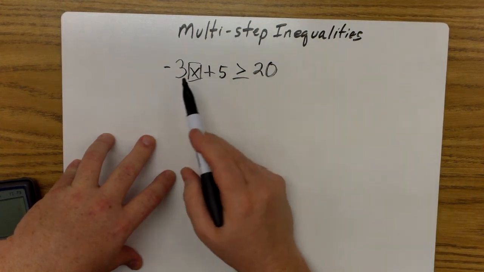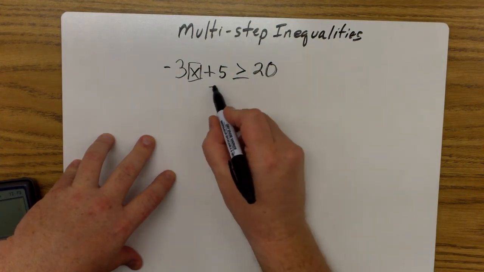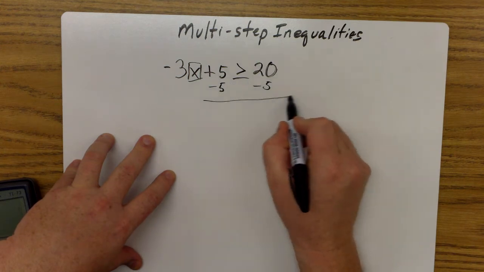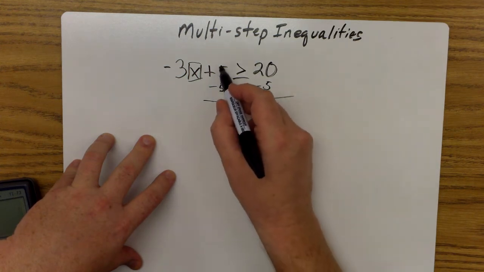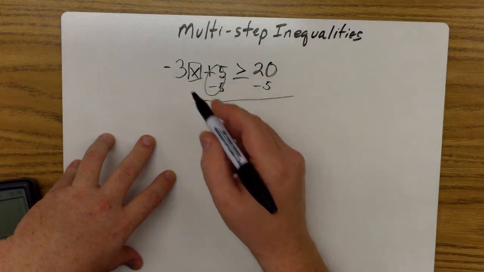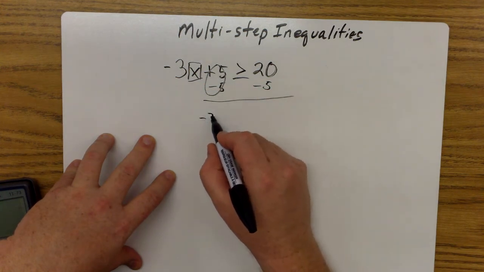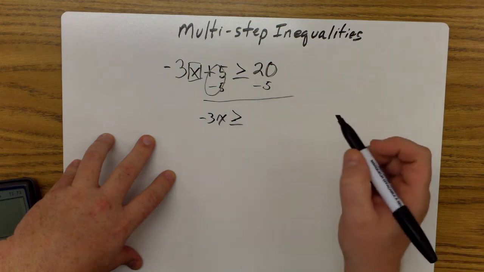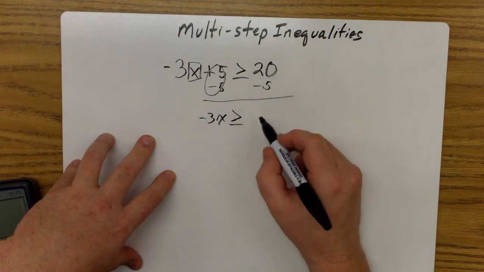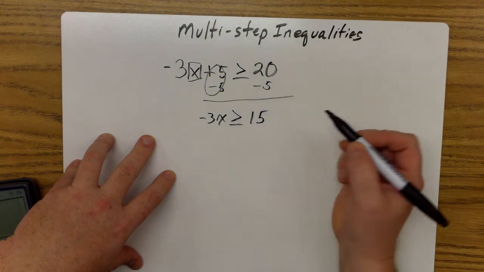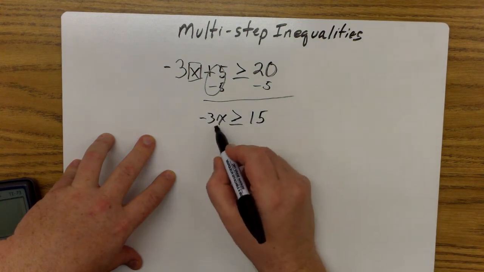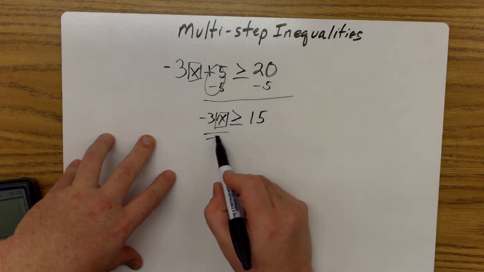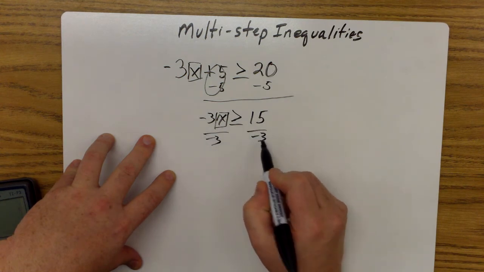And I've only got 2 steps here, so I'm going to solve by getting rid of my 5, which is my addition. So I'm going to subtract 5 from both sides. This gives me a 0. 0 plus negative 3x is equal to negative 3x. And this is still greater than or equal to 20 minus 5, which is 15. I'm still solving for x. So I'm going to divide by a negative 3, divide by a negative 3.